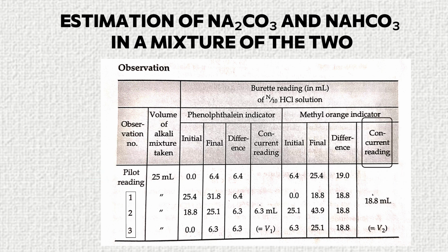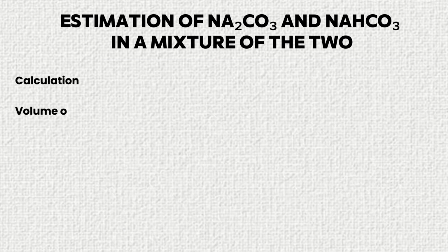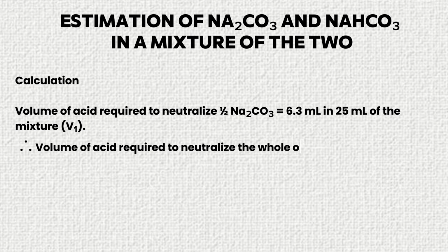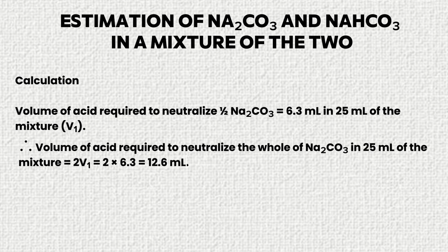For 3 concordant readings, the average volume of acid used with phenolphthalein indicator was 6.3 milliliters, and the average volume of acid used with methyl orange indicator was 18.8 milliliters. Calculation. Volume of acid required to neutralize half of sodium carbonate in 25 milliliters of the mixture, V, is equal to 6.3 milliliters. Therefore, the volume of acid required to neutralize the whole of sodium carbonate in 25 milliliters of the mixture is equal to 2V, which is 2 times 6.3, equal to 12.6 milliliters.